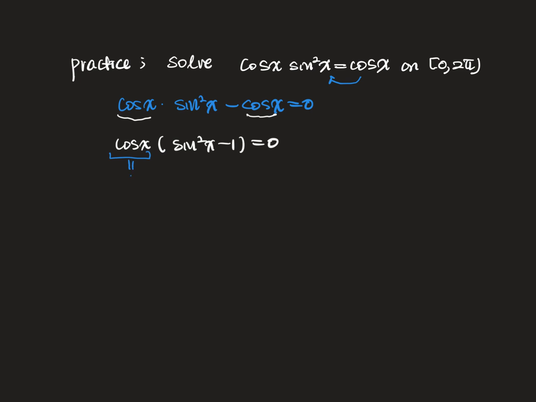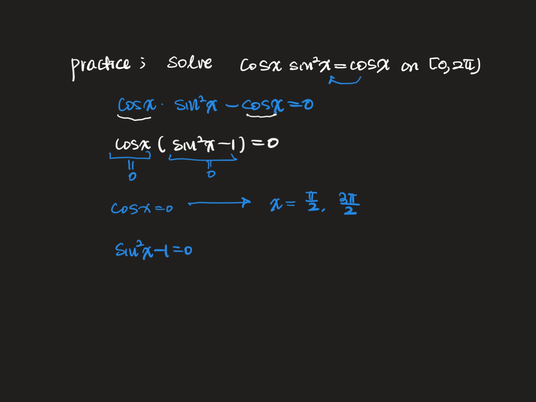This term is 0, or this term is 0. Which means cosine x equals 0, or sine squared x minus 1 equals 0. So for cosine x equals 0, can you find it on the unit circle chart? For x between 0 and 2 pi, the cosine value 0 occurs at pi over 2 and 3 pi over 2. You solve that one. Okay?